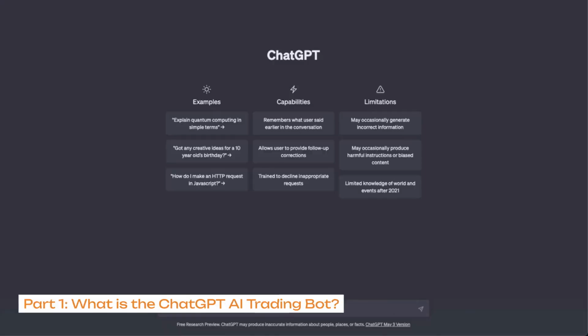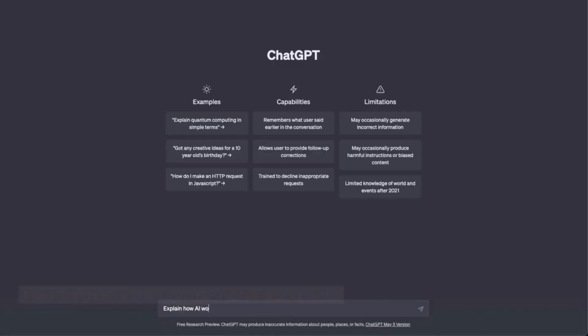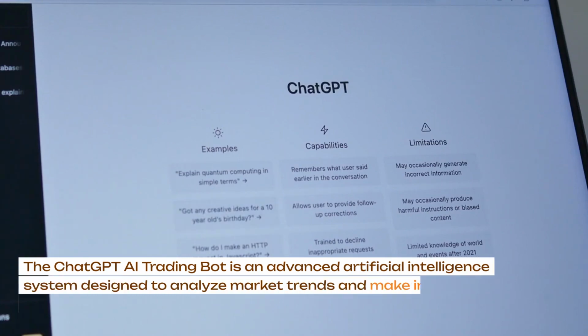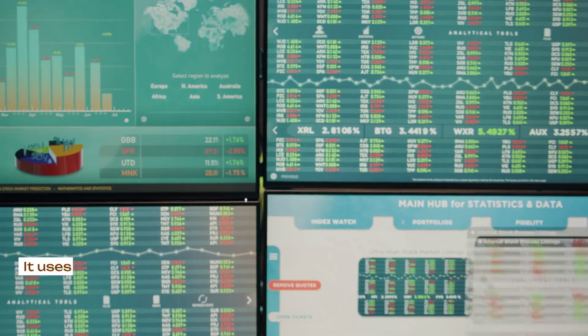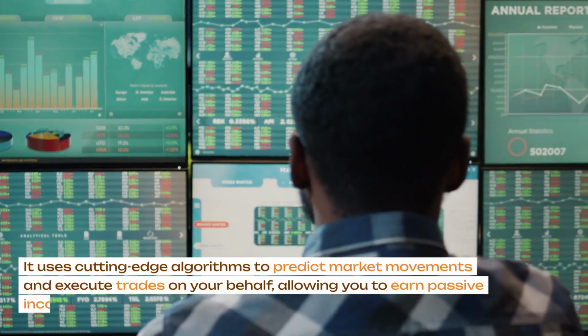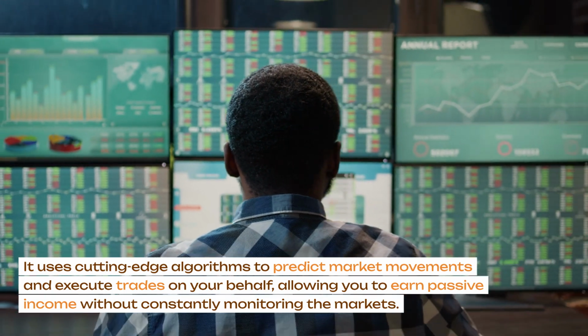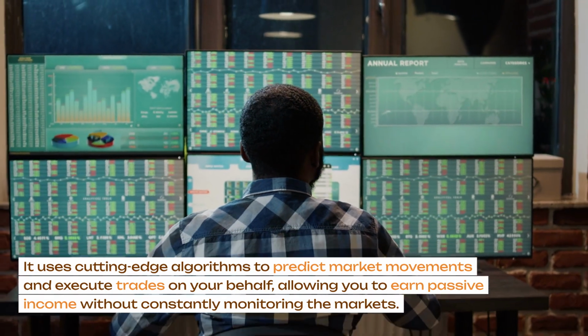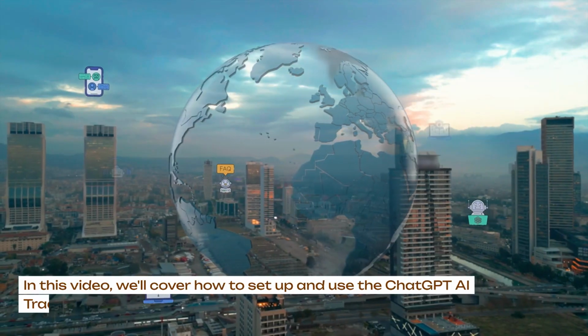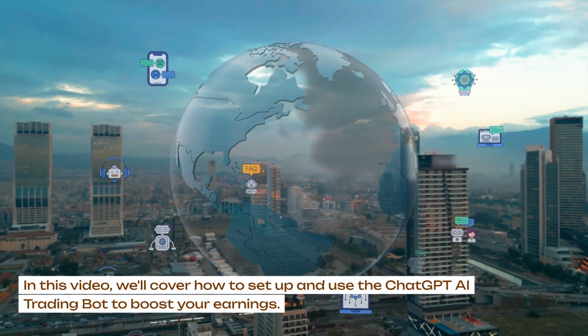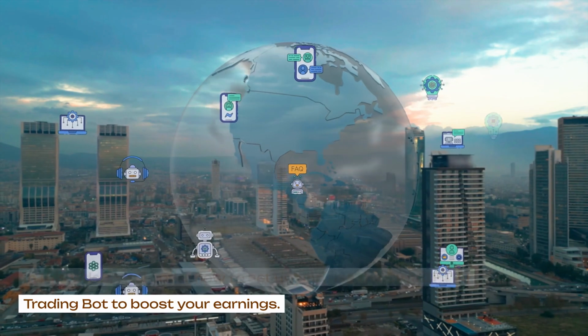Part 1. What is the ChatGPT AI trading bot? The ChatGPT AI trading bot is an advanced artificial intelligence system designed to analyze market trends and make informed trading decisions. It uses cutting-edge algorithms to predict market movements and execute trades on your behalf, allowing you to earn passive income without constantly monitoring the markets. In this video, we'll cover how to set up and use the ChatGPT AI trading bot to boost your earnings.